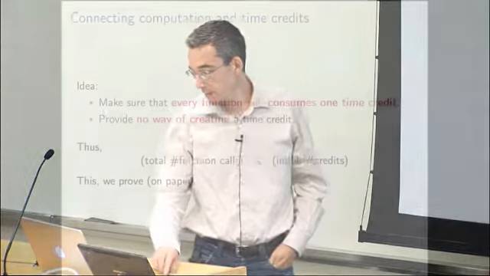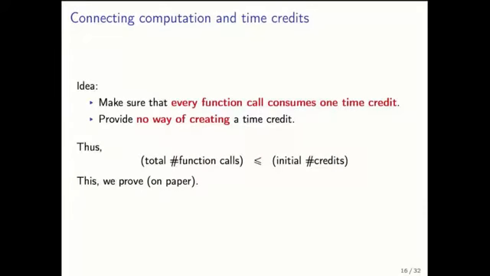Intuitively, one might think that it would be sufficient to say every recursive function call costs 1 credit, but since we are in a higher-order language, we don't really know ahead of time which functions are going to be recursive, which functions are going to call each other. So it's simpler to just say every function call costs 1.